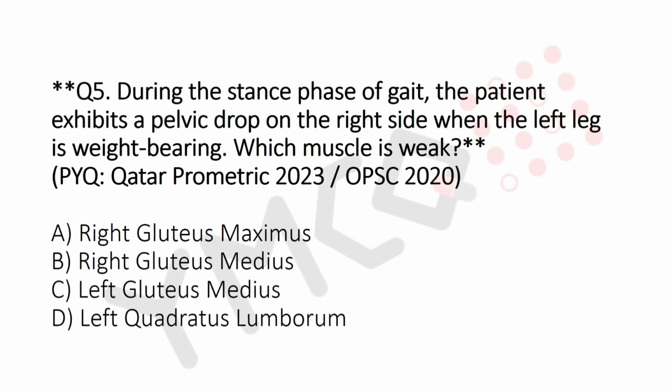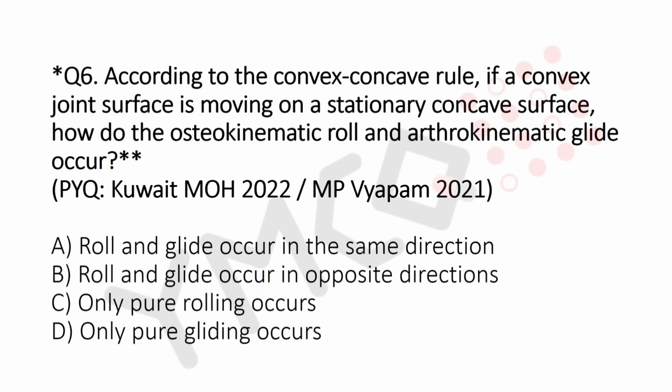And the answer is option C, left gluteus medius. This is a positive Trendelenburg sign. The weak gluteus medius on the stance leg, that's the left side, fails to hold the pelvis level, causing the opposite side, that's the right side, to drop. Okay. Now let's move to question number 6.